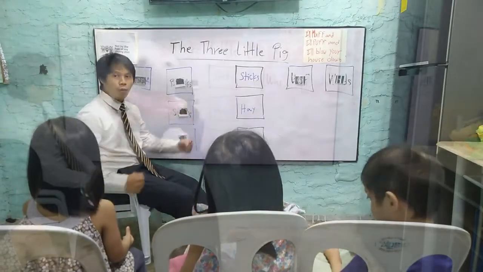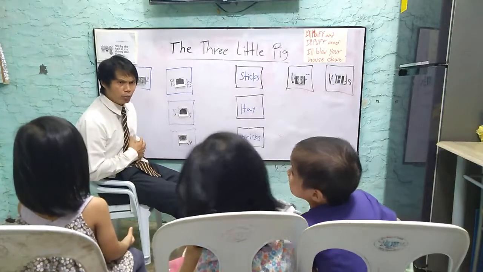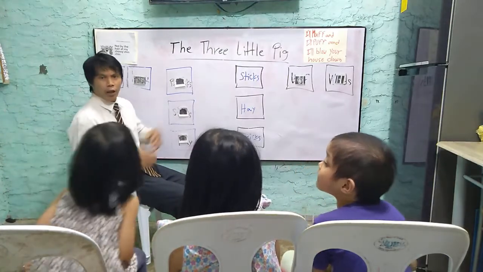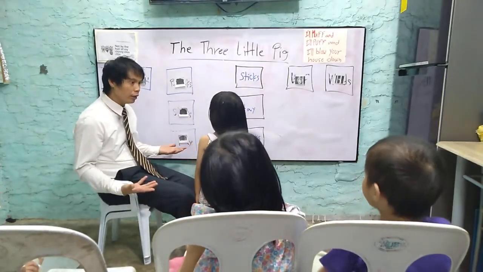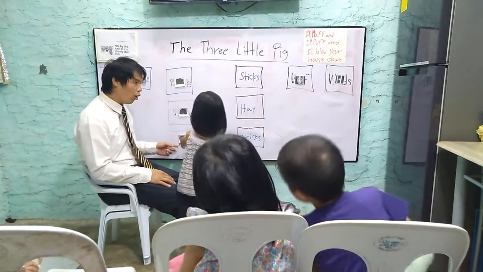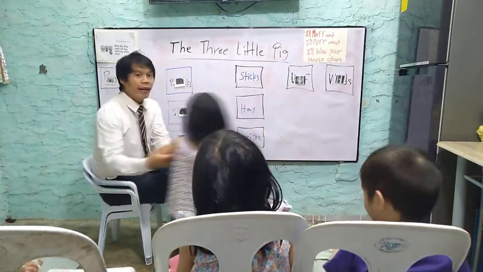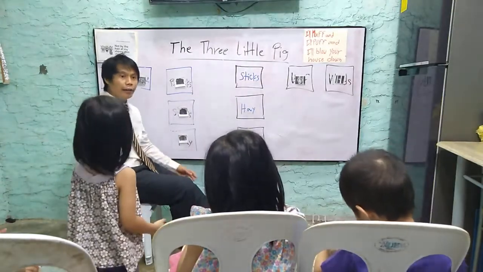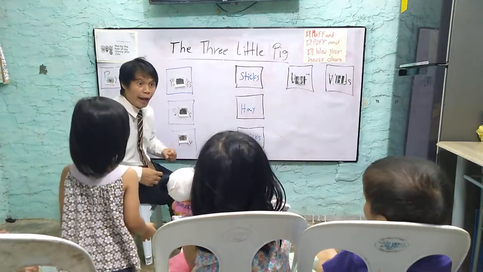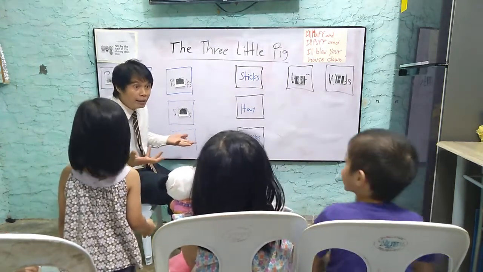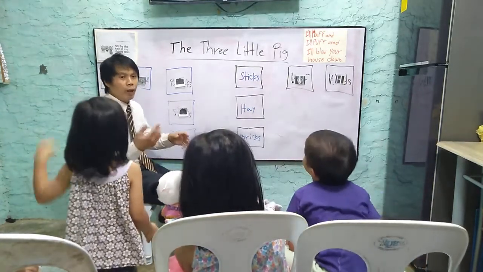When the wolf is walking around the woods, he is very hungry and wants to find something to eat. Now the wolf is walking around. He saw what? A pig! Abesh, what did the wolf see? A house of hay! When the wolf saw the house of hay, he went there and he saw the little pig. And what did the wolf say?